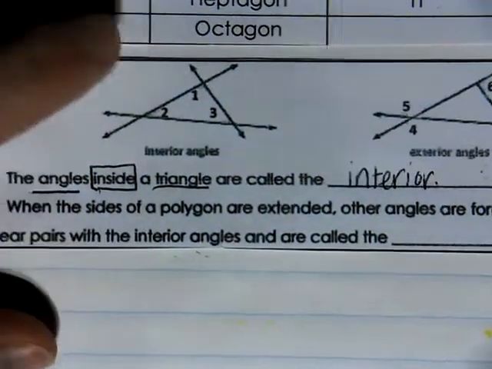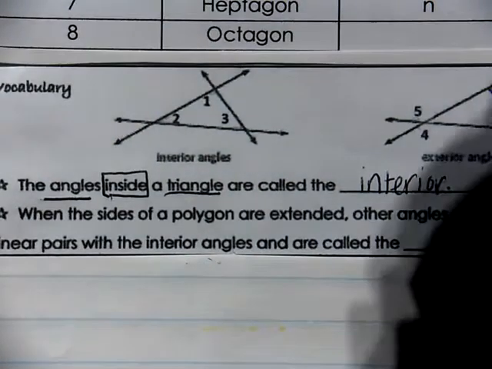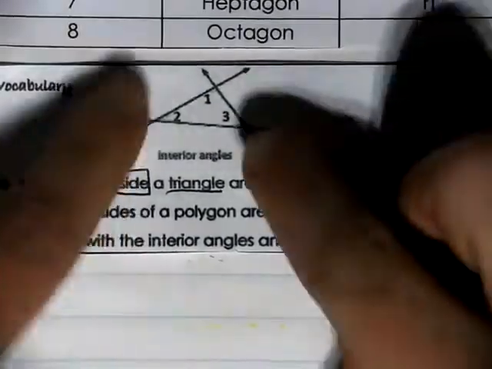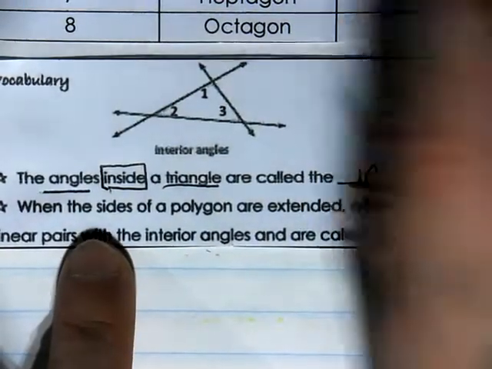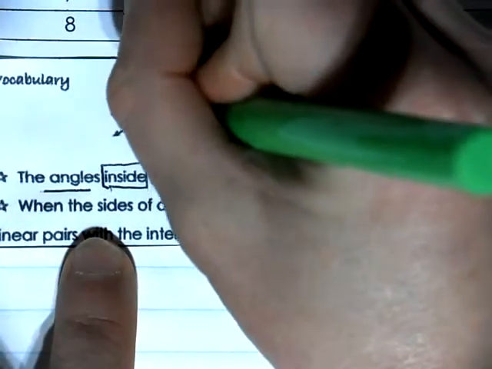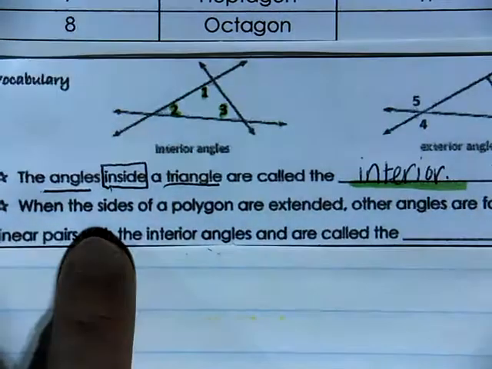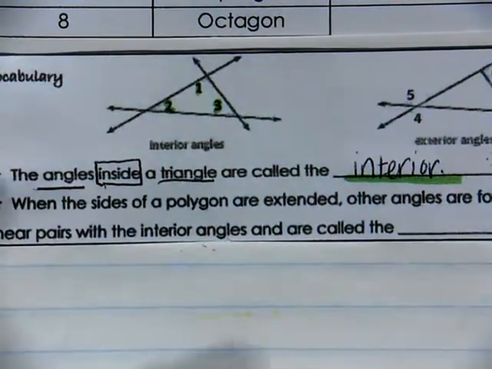The interior angles are the angles that you see here, angle 1, angle 2, and angle 3. These angles are located inside of the shape, and we call those interior angles. Angle 1, angle 2, and angle 3. They are known as interiors.